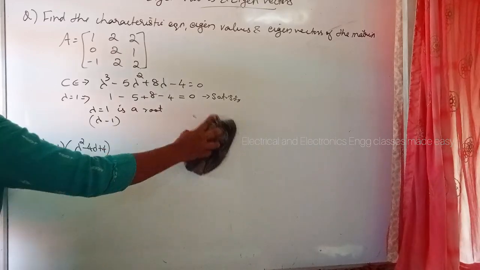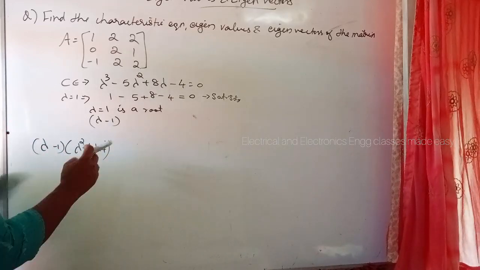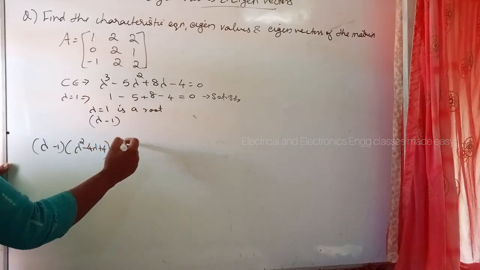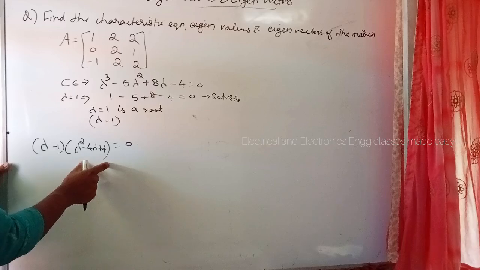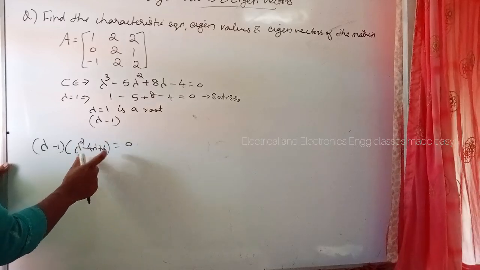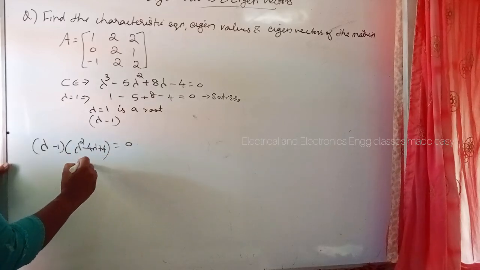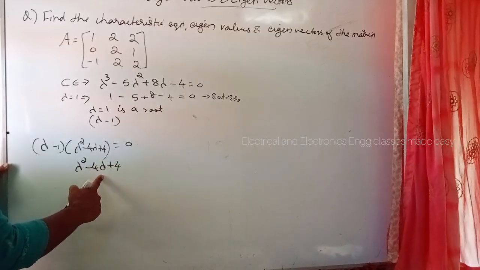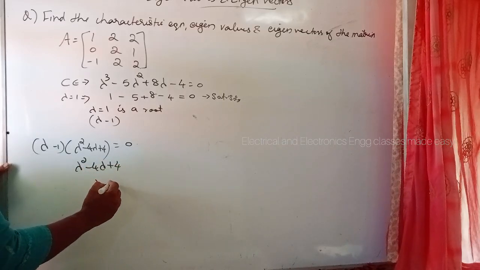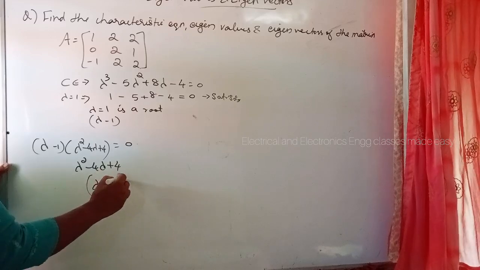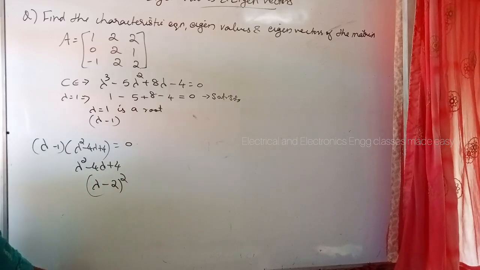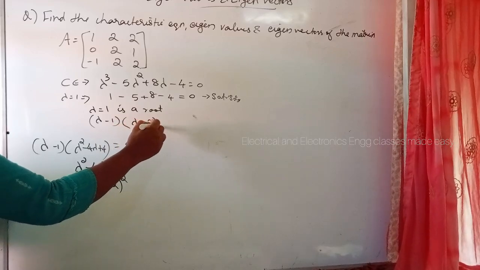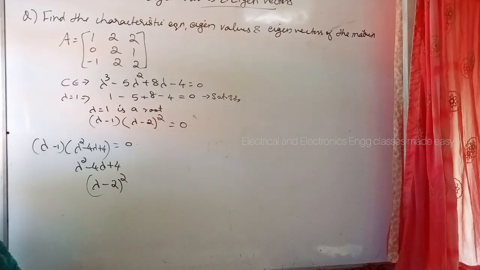So by using the calculator we can easily find the factors, or else we can use this method, which is equal to 0. Now from this one we have to find the factors. So lambda square minus 4 lambda plus 4, this is in the form lambda minus 2 the whole square. So here we can write lambda minus 1 into lambda minus 2 the whole square equal to 0.